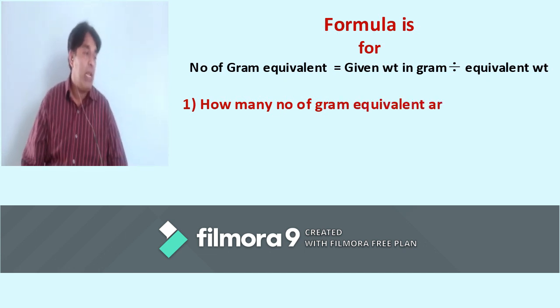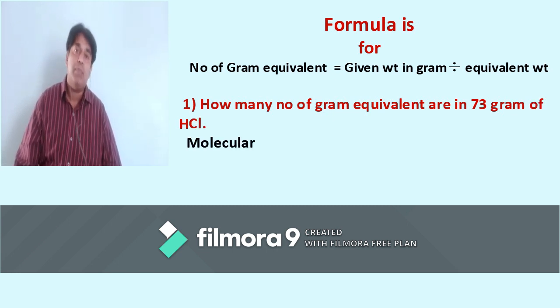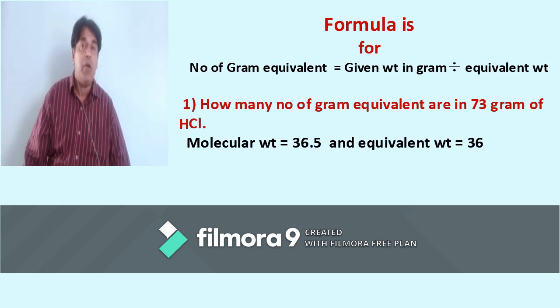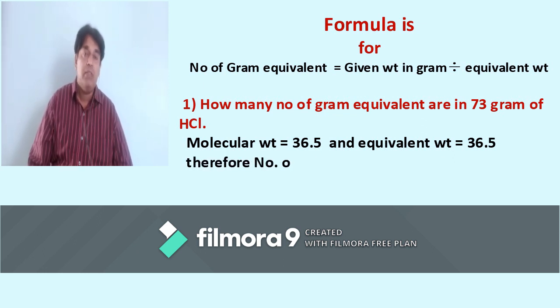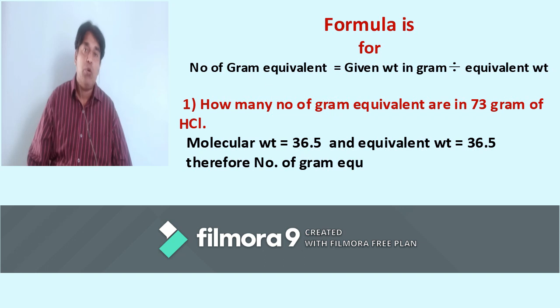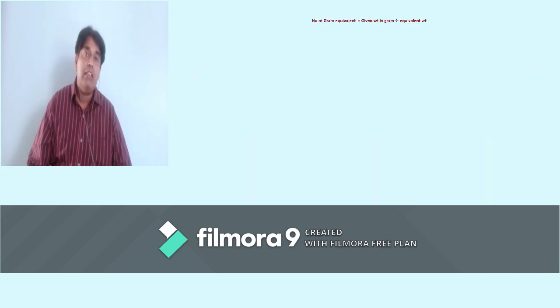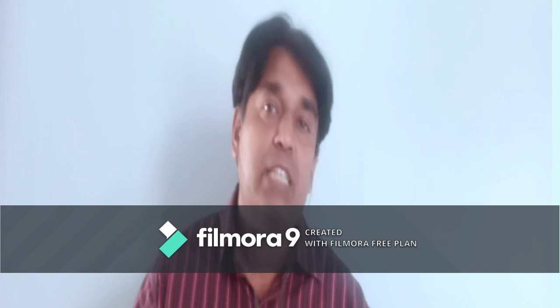How many gram equivalents are in 73 grams of HCl? We know that the molecular weight and equivalent weight of HCl are 36.5. Therefore, by using the above formula, the number of gram equivalent equals the given weight 73 upon equivalent weight 36.5, equal to 2.